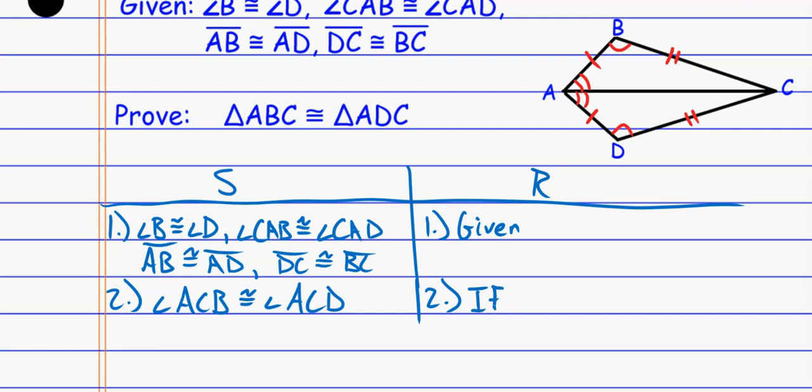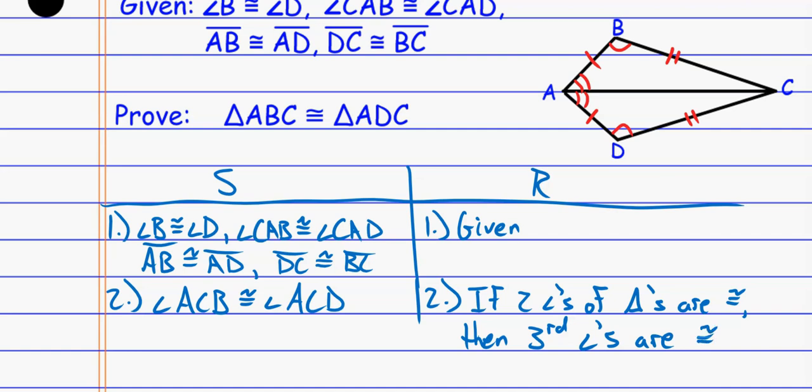An if-then statement is good: if two angles of triangles are congruent, then the third angles are congruent. Okay, that's the one we just went through proving. If two of the angles from one triangle are congruent to two angles from another triangle, then guess what? The third pair of angles are also going to be congruent. They're also the same. So now let me add that to the picture. I have that these guys are congruent.